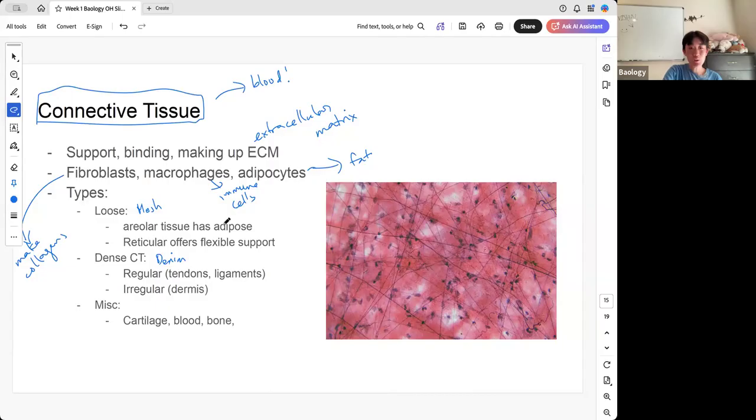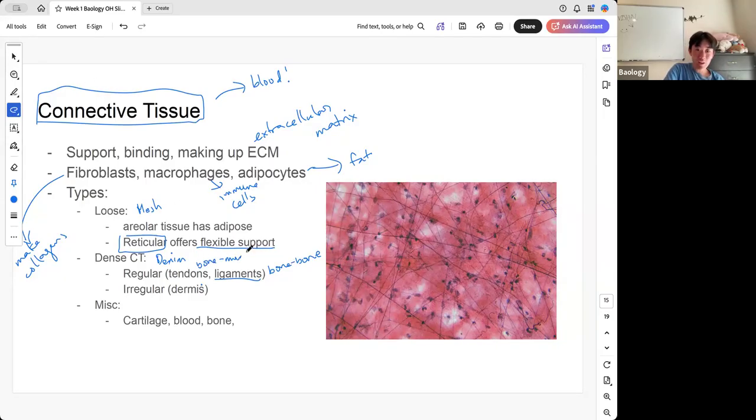So there's loose, which has a subtype called reticular, which offers flexible support, which makes sense because it's looser. And then dense is more structurally sound. So think about your ligaments or your tendons. Your ligaments connect bone to bone. Oh, it's connecting, it's connective tissue. And then your tendons connect bone to muscle.